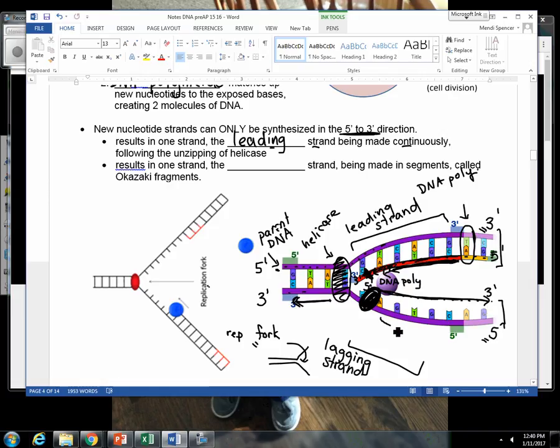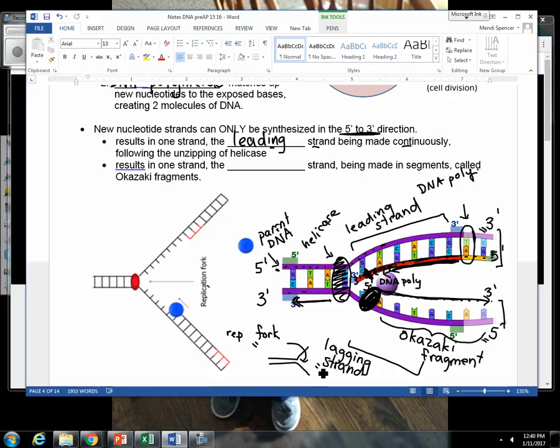So this part of the lagging strand, this little piece that we're going to make, because we're going to make another piece here in a second, this is called an Okazaki fragment. So you must remember, the lagging strand is going to be made away from the fork. It's going to be made in pieces or fragments, and these fragments are called Okazaki fragments.